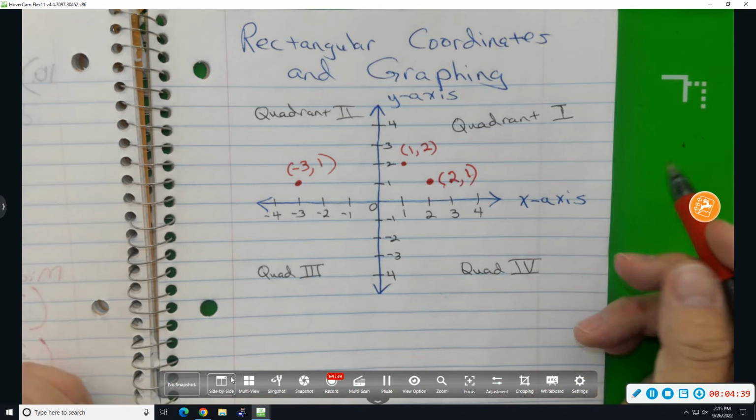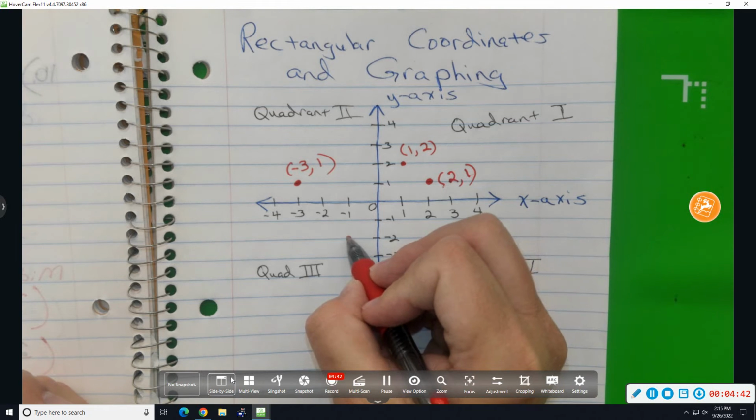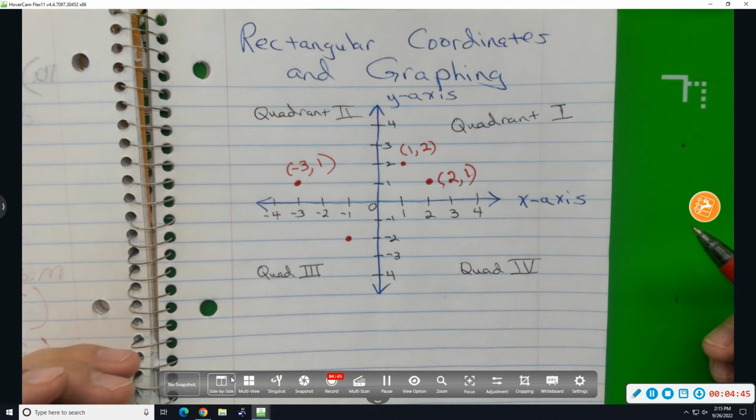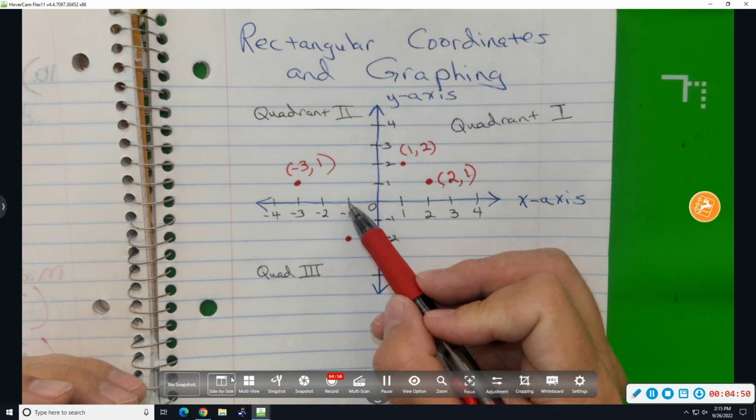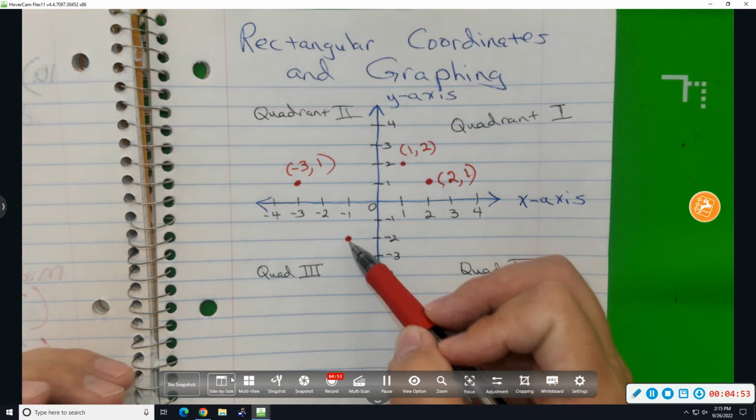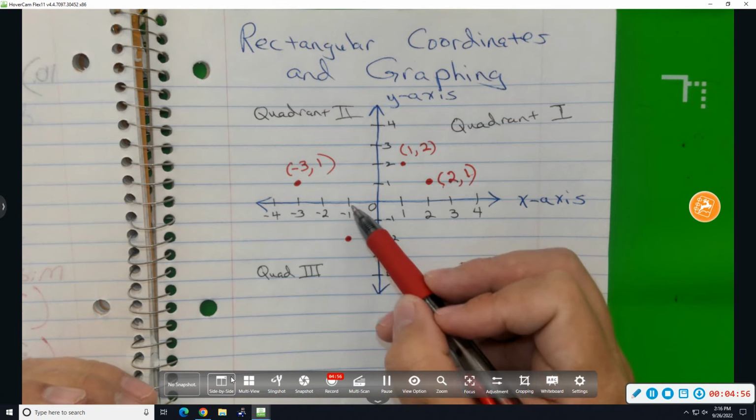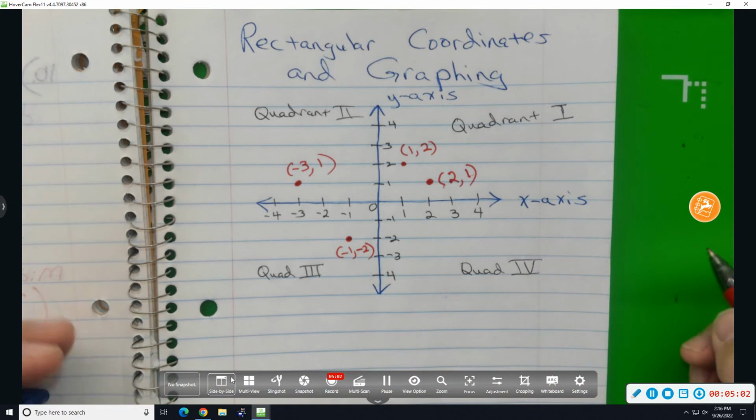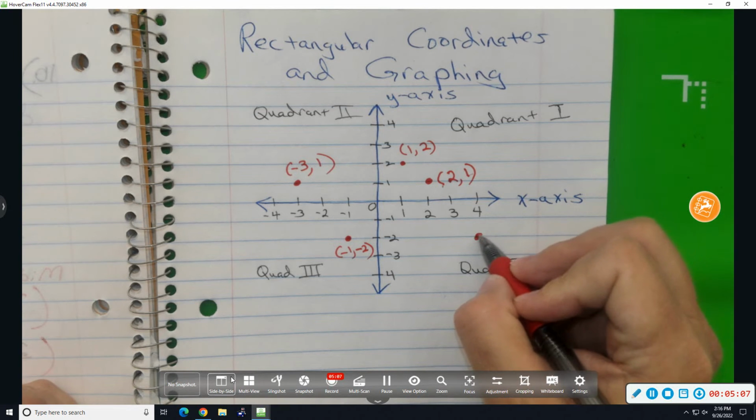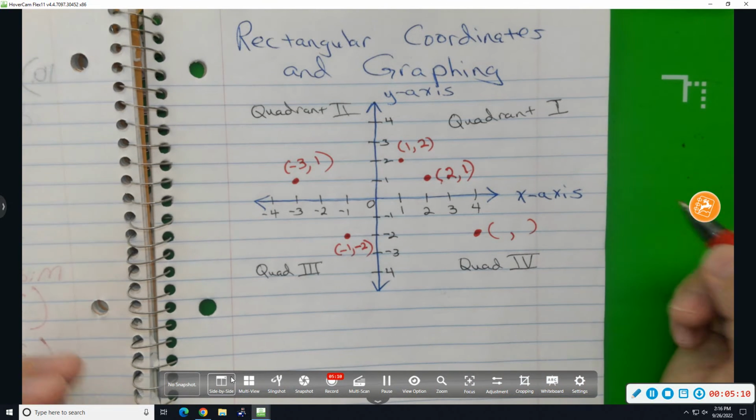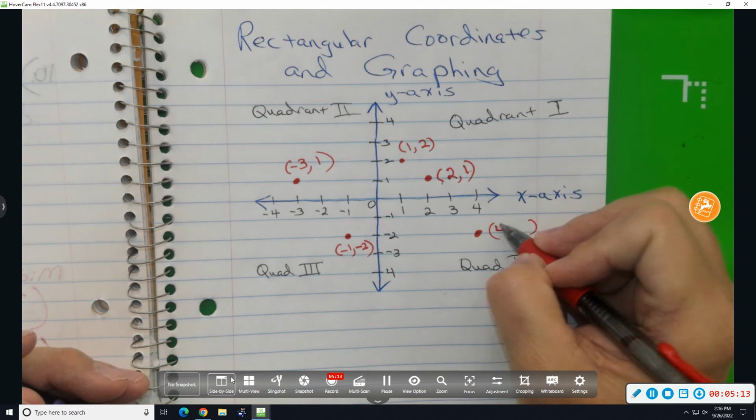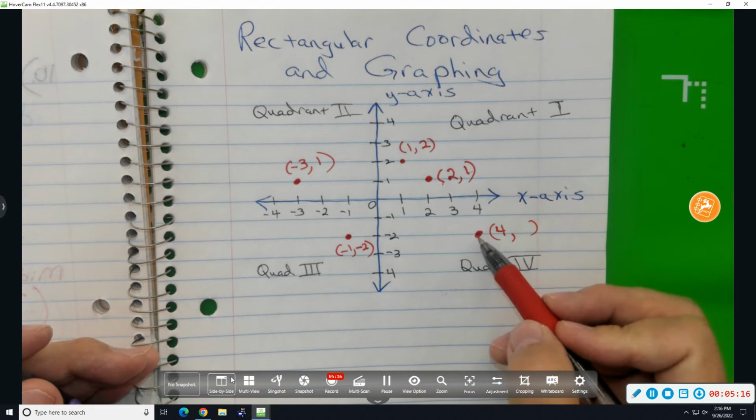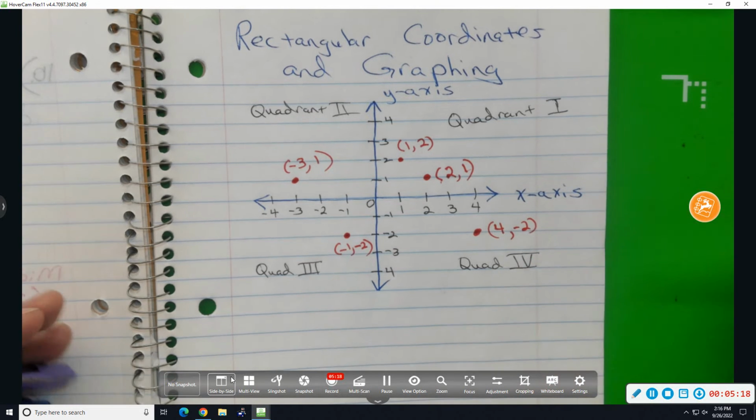I agree. What about this point down here in quadrant 3? Yes, -1, you go left 1 to position yourself vertically right above this red point, and then you go down 2. So the x-coordinate is -1, the y-coordinate is -2, and one more. How about this point right there? What would the coordinates be? Okay, we go 4 units to the right and then down 2, so 4, -2.